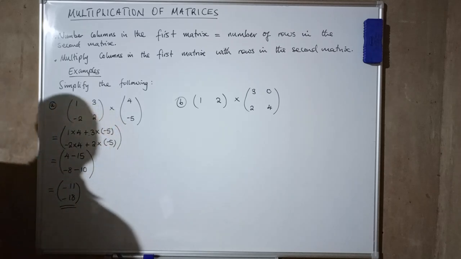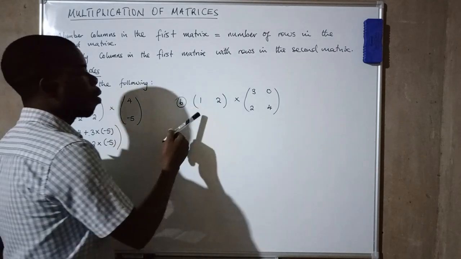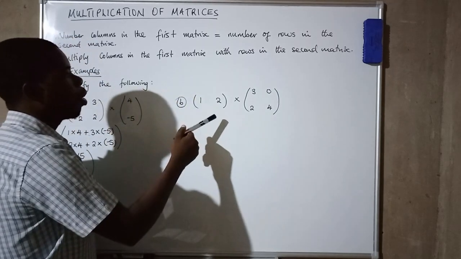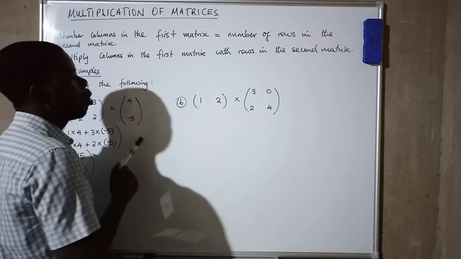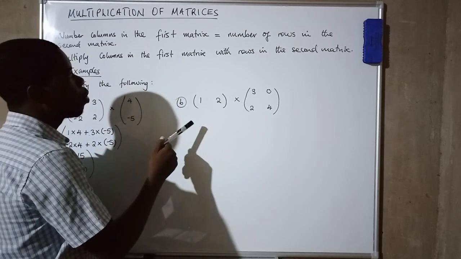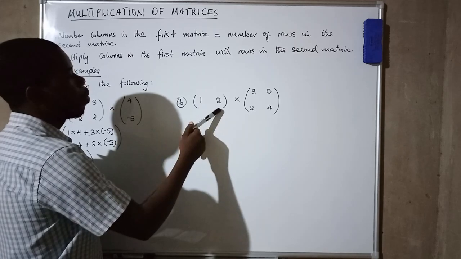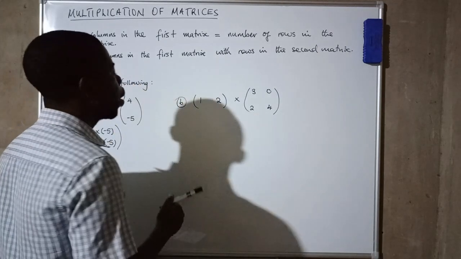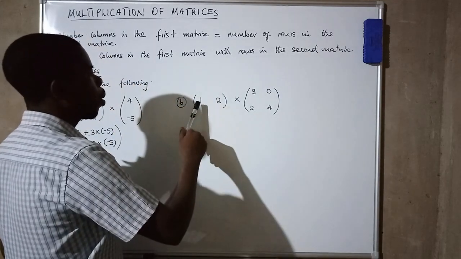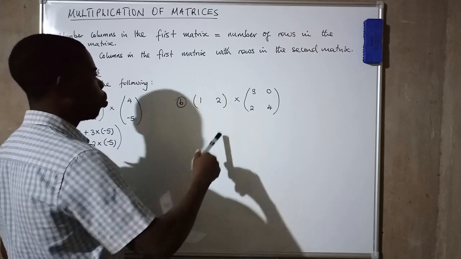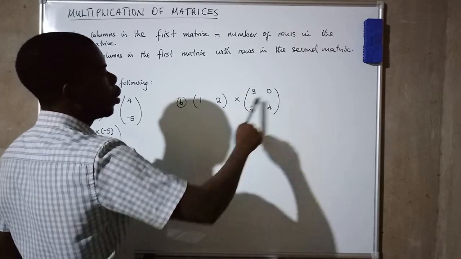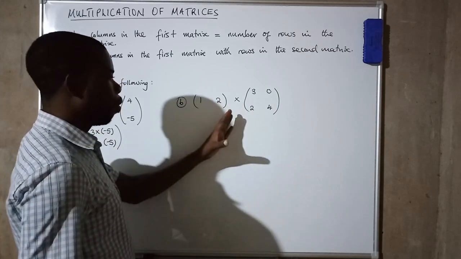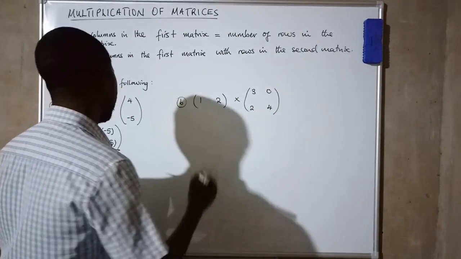Then we move to the second one, where we are multiplying this matrix with this second matrix. Again, for this to qualify, is it true that the number of columns in this first matrix is equal to the number of rows in the second matrix? Well, let's check. How many columns are here? We have 1, 2. How many rows are here? 1, 2. So since the number of columns is equal to the number of rows, these two matrices can be multiplied. So what are we going to do?